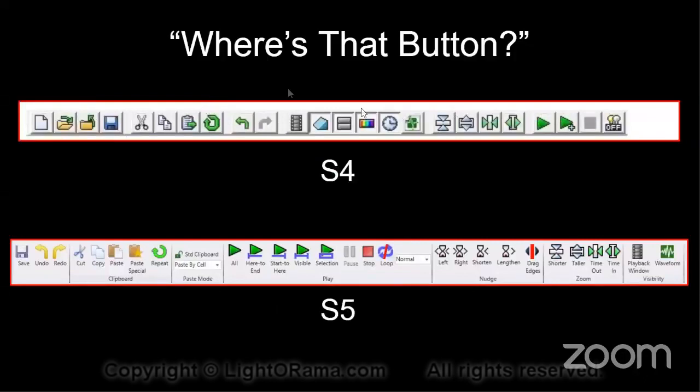Here's what you're used to in S4. This is what everything turned into in S5 for this menu. This is not that different, actually. The only different things are this paste by cell mode, which we will talk about, that's new in this menu, and the speed. The nudge buttons are new if you want to shift your effect over a little bit, and the visibility buttons are new. But otherwise, these buttons basically all came down into this toolbar.